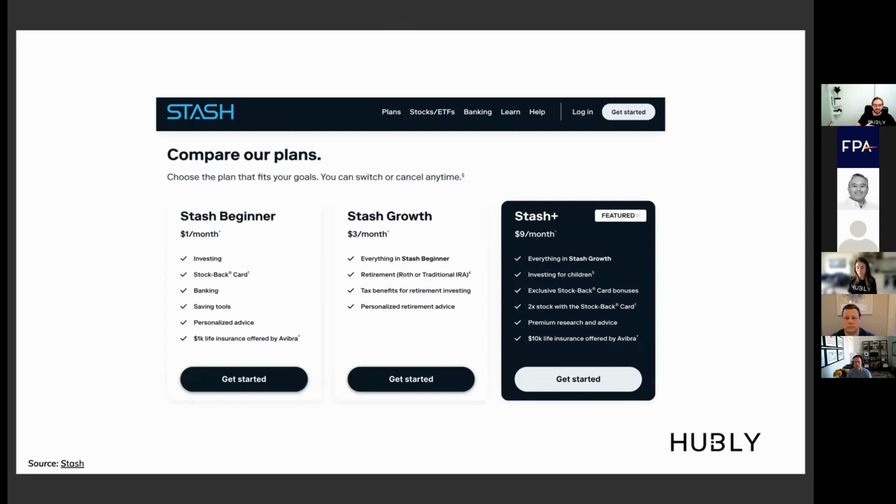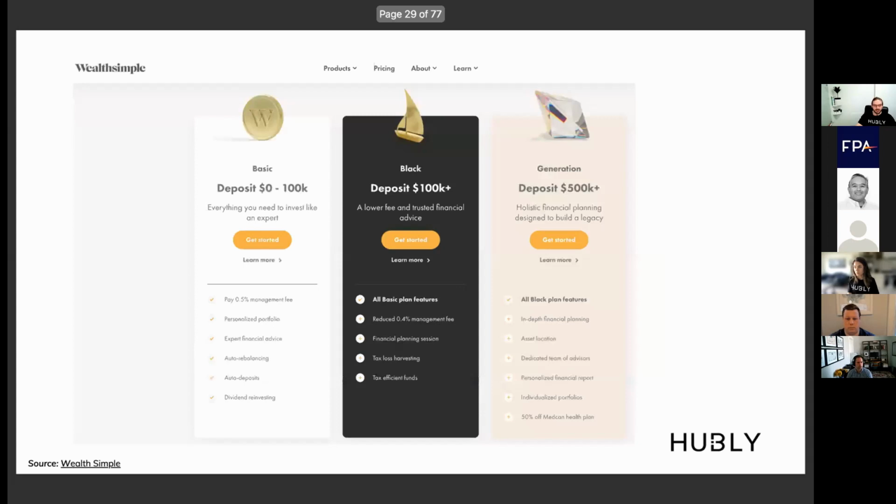For example, Stash, for $1 a month you can get personalized advice, you can start investing in your portfolio, you get life insurance advice. And so they've really packaged everything so simply for $1 a month. I think another example is Wealthsimple. They've used the AUM model, but essentially done the same thing where they're able to quickly show you what you're going to get for different service packages.